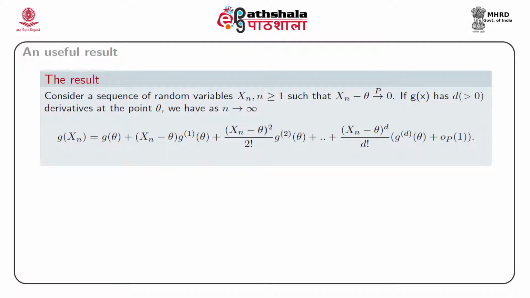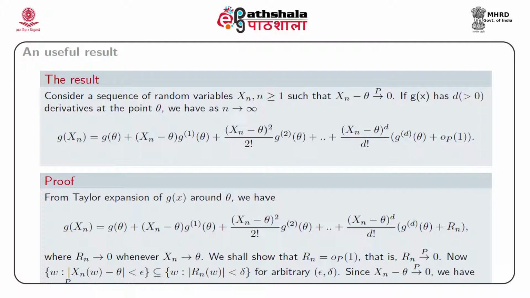Consider a sequence of random variables Xn such that Xn minus theta converges to 0 in probability. If the function g(x) has d derivatives at the point theta, we have, as n tends to infinity, g(Xn) equal to g(theta) plus (Xn minus theta) multiplied by the first derivative of g at theta, plus (Xn minus theta) whole squared by 2 factorial multiplied by the second derivative at theta, up to (Xn minus theta) to the power d divided by d factorial multiplied by the dth order derivative at theta, plus small o p of 1. For the proof, we consider the Taylor expansion.